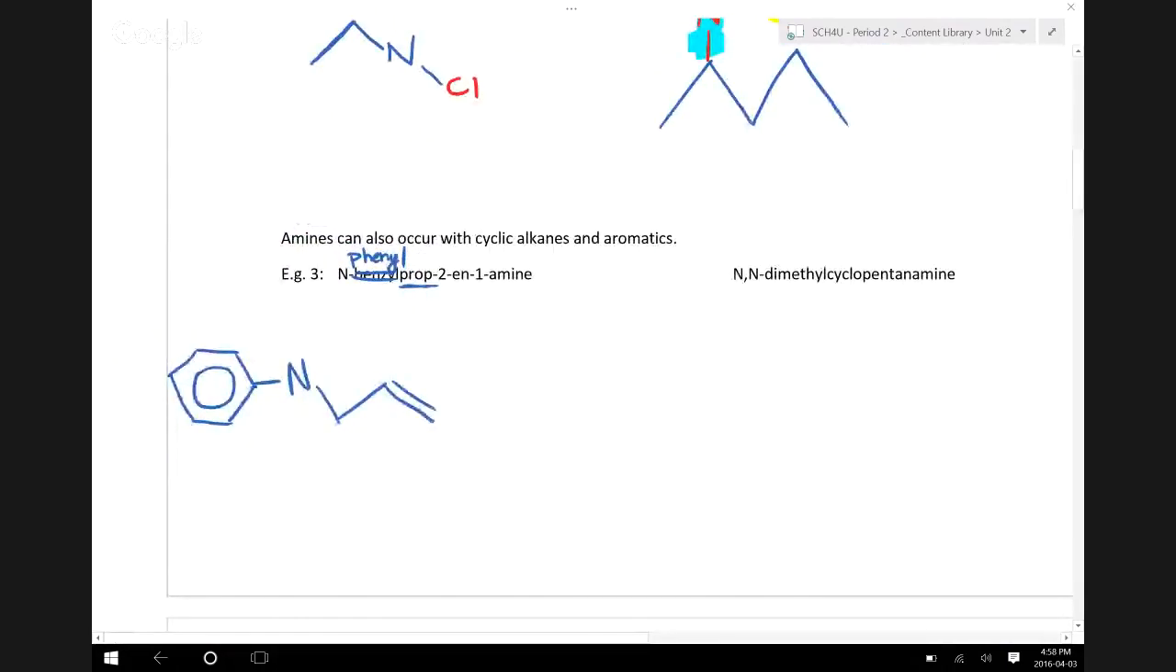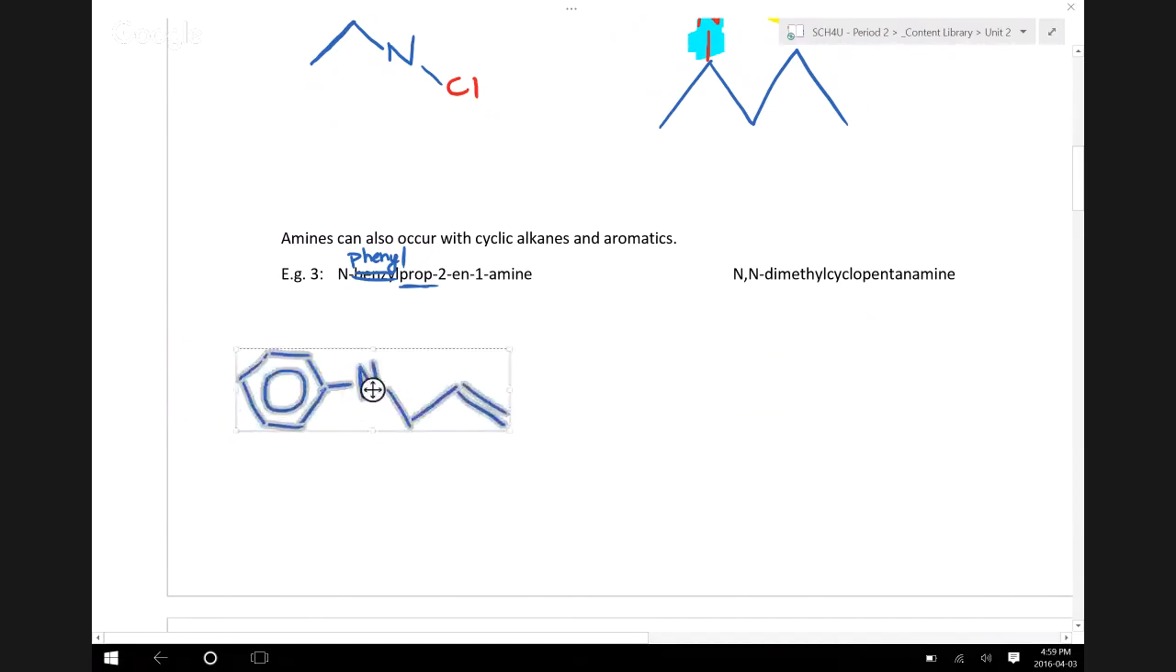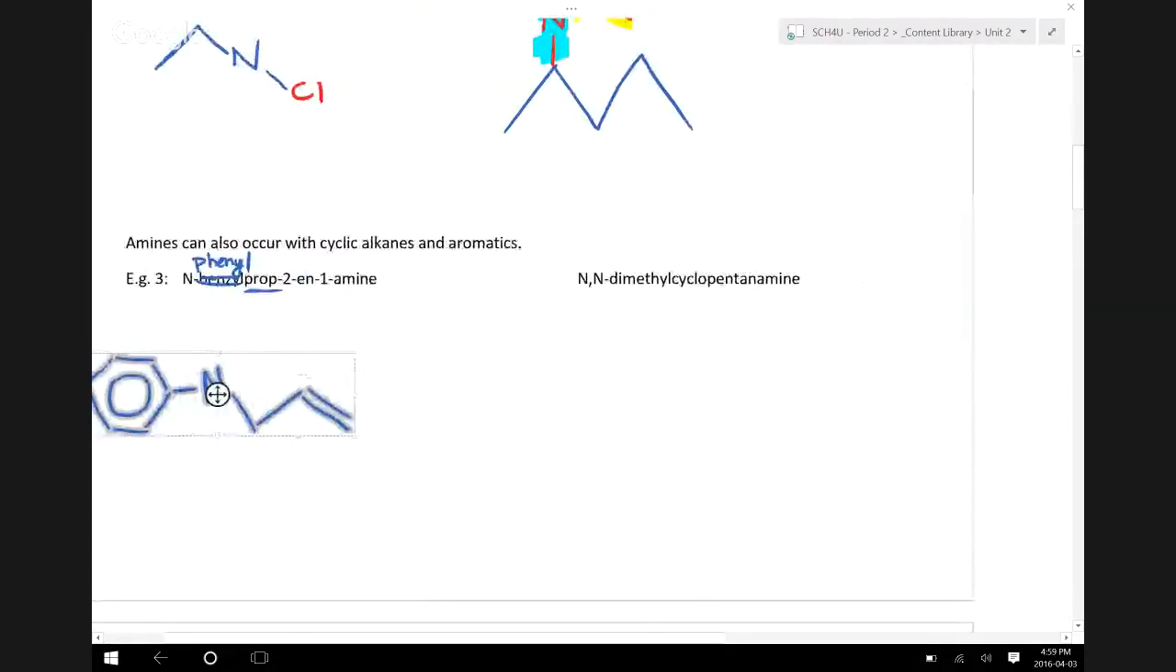In the second example, they ask us to draw a dimethyl cyclopentanamine. Okay, well, cyclopent is easy. 1, 2, 3, 4, 5. We fill it in, so a little pentagon. And then, of course, it doesn't matter which carbon we take the N off of, because any carbon we do, it will be number 1.